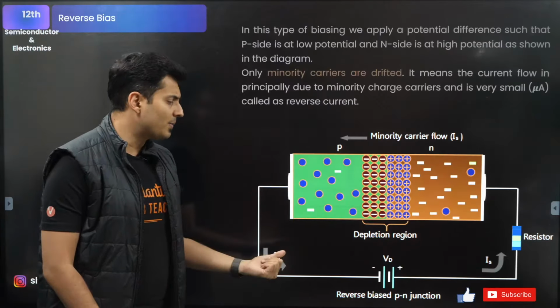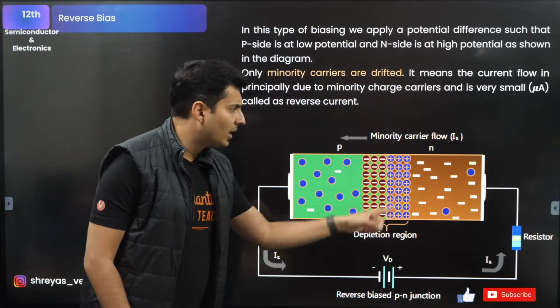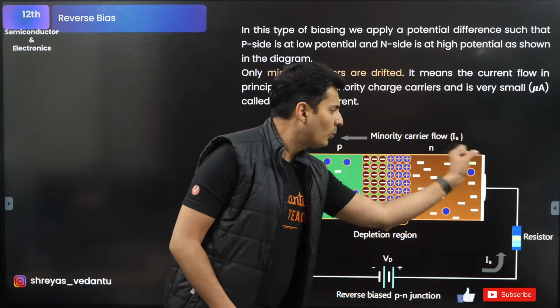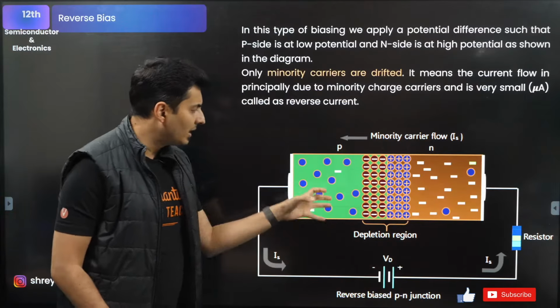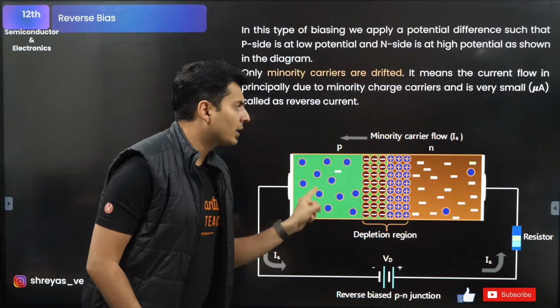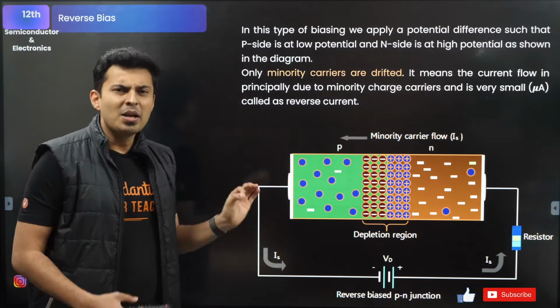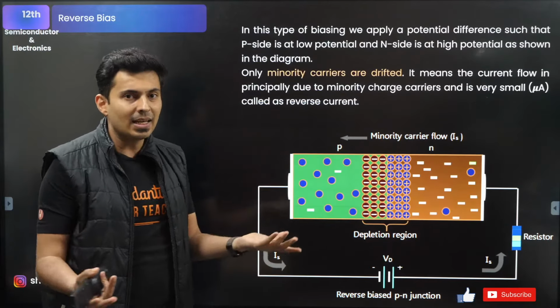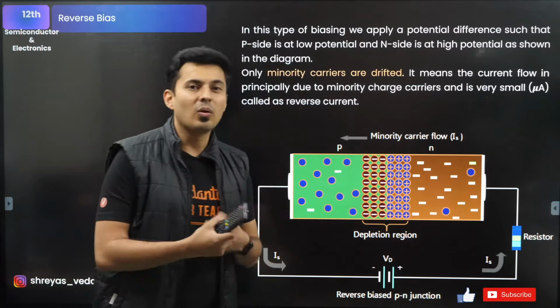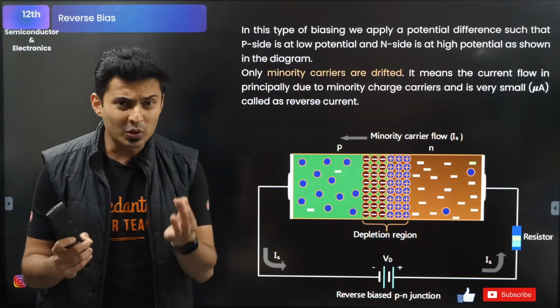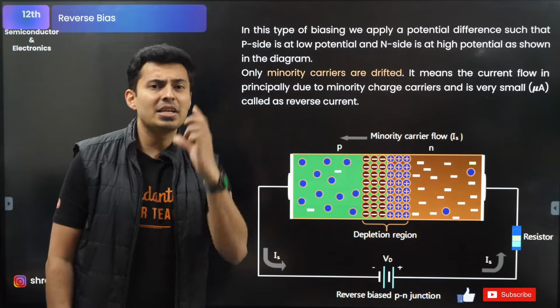In case of reverse bias, where p is connected to negative and n is connected to positive, you will see the positive will pull these electrons here and this negative will hold these holes over here. So it will not allow the electrons to flow from this side to this side. Very few charges might just end up leaking from here to here, and it's only because of the minority charge carriers, because of which a small leakage current flows.